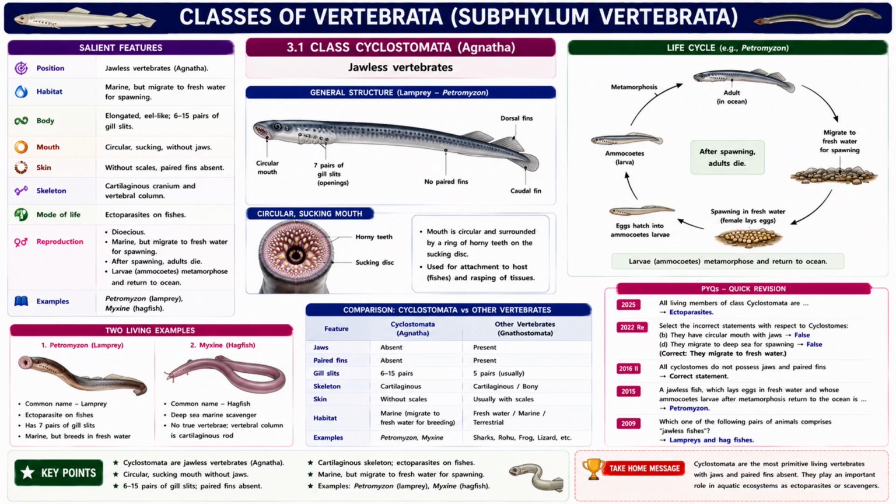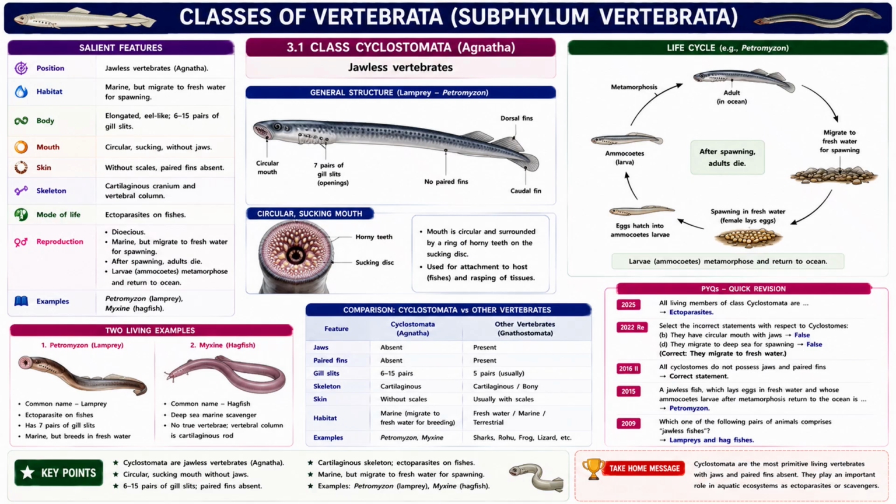Skin is without scales, paired fins are absent, skeleton is cartilaginous, cranium and vertebral column. Mode of life is ectoparasites on fishes. For reproduction, they are marine but migrate to fresh water for spawning. After spawning, adults die, larvae, ammocoetes, metamorphose and return to the ocean. Examples are Petromyzon and Myxine.